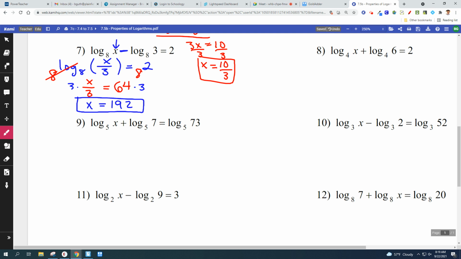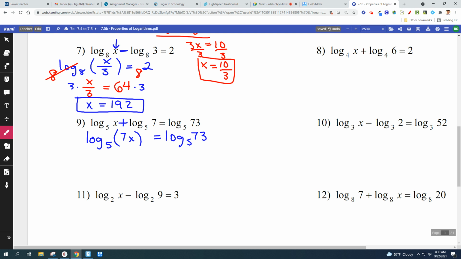All right, next one, number 9. Again, first step seems to be the same in every one of these problems. I need to condense my logs into a single log. So that's going to be log base 5 of x times 7. So change your plus into a times. X times 7, or 7x, equals log base 5 of 73.